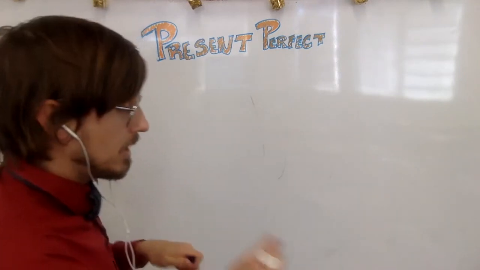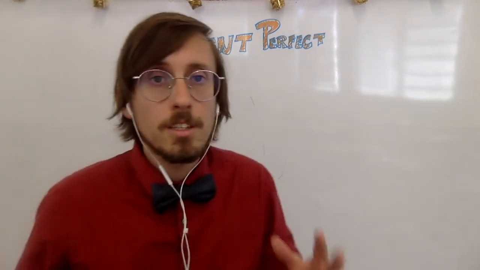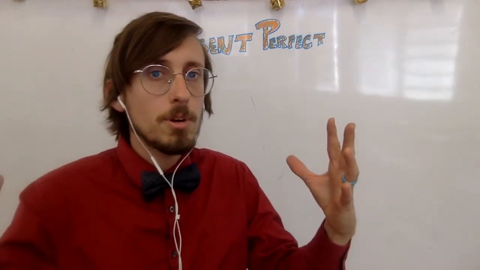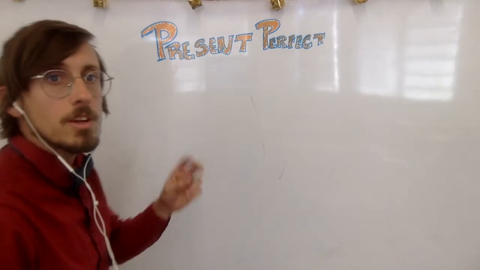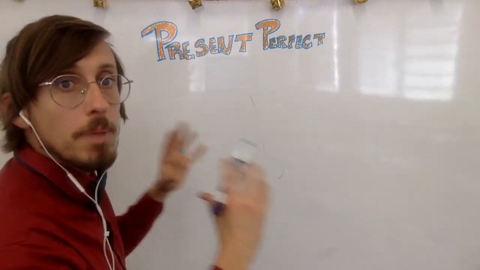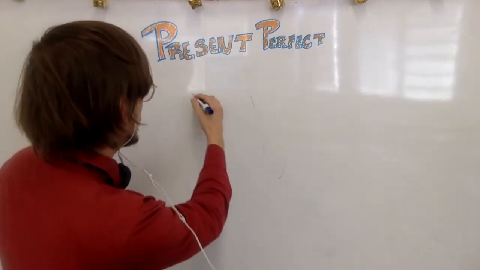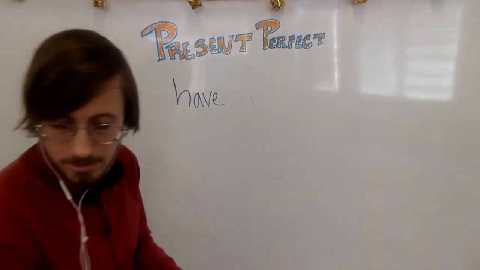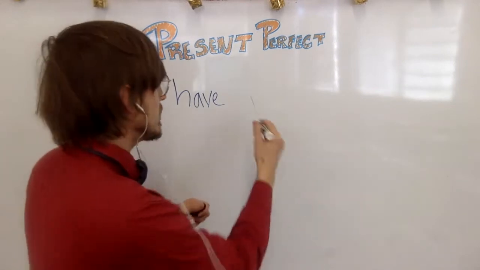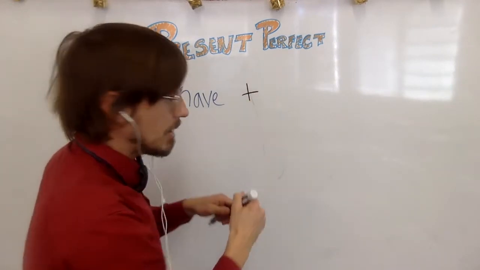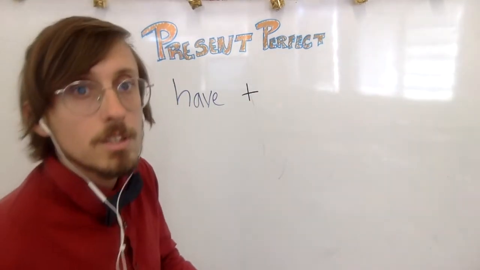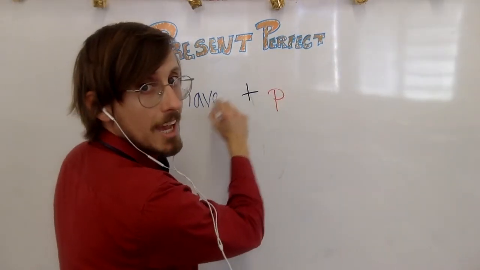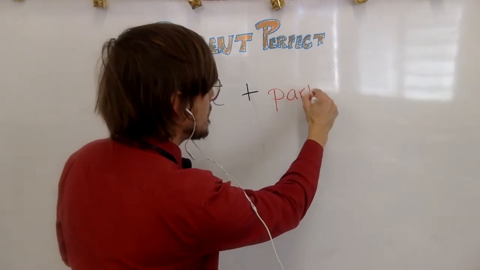Let's see. First, let's look at a formula. This is a basic formula you can use to recognize the present perfect or to create it. There are two things that form the base of the present perfect: the verb have and a past participle. And I'm just going to write the word participle here to make it easier to remember. But it's the word have, the verb have, and a past participle.